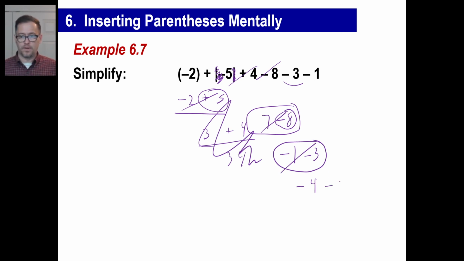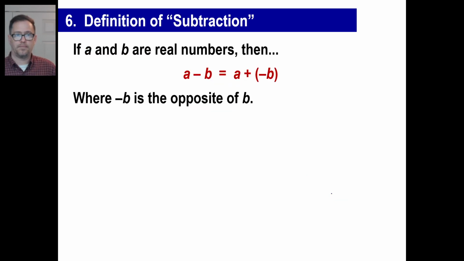Last thing is negative 1 here. And again, these are both the same sign, so we take the absolute values. 4 plus 1 is 5, and since they're both negative, my answer is negative as well. Boom, there you go. Okay, all right.